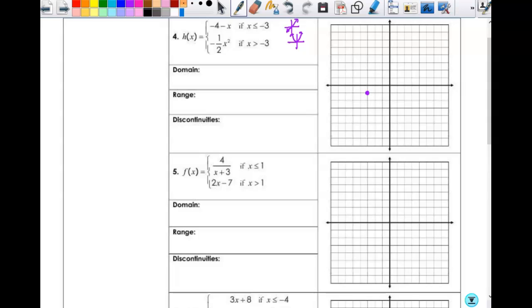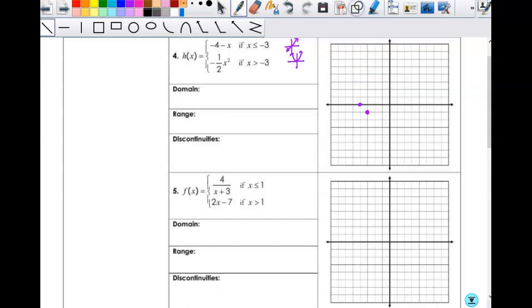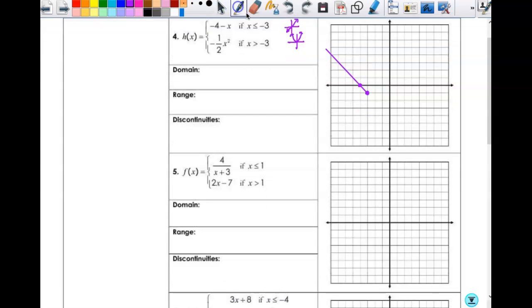Okay, so that's 1 point on my line. So since it's a line, I can just use the slope to figure out the rest. What's the slope? Negative 1. So that could mean that I go to the right 1 and down 1, but is that point actually in that domain? No. So instead I need to go up 1 and to the left 1, get my other point. Then you can use your straight edge to get your line in there. So that's the part of the linear that we're using.